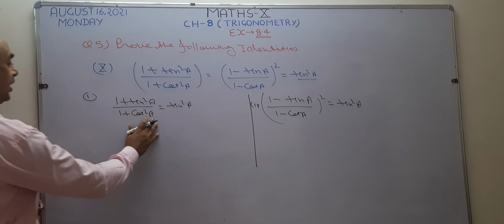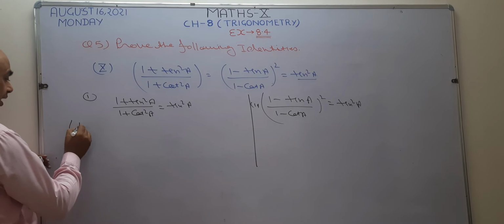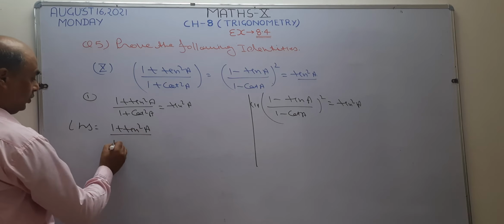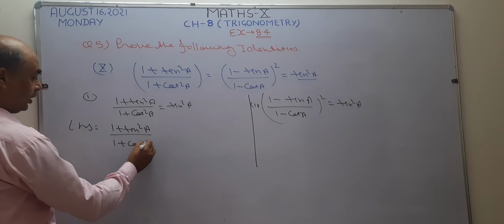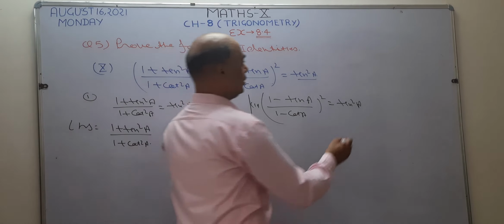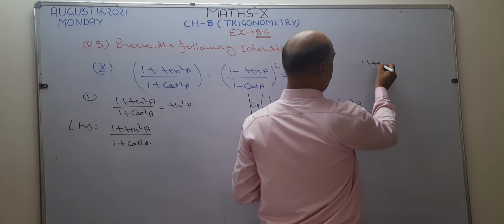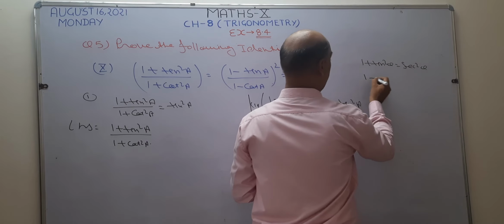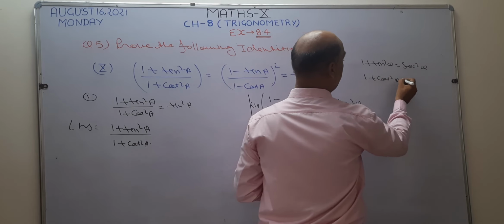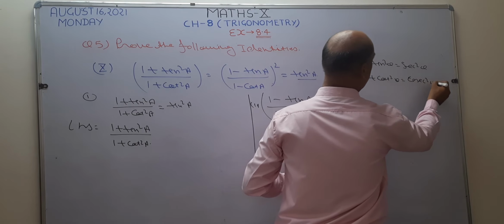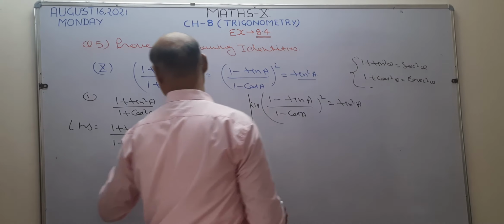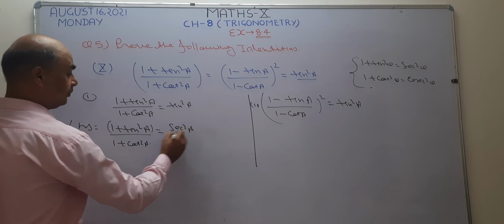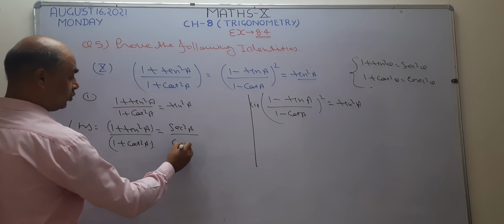So I want to solve its first part by taking the left hand side. I write here left hand side: 1 plus tan square a upon 1 plus cot square a. I want to use identities. See, I write here 1 plus tan square theta is equal to secant square theta, and 1 plus cot square theta is equal to cosecant square theta. By using these 2 identities, I want to start this question. So 1 plus tan square a can be written as secant square a, and 1 plus cot square a equals cosec square a.